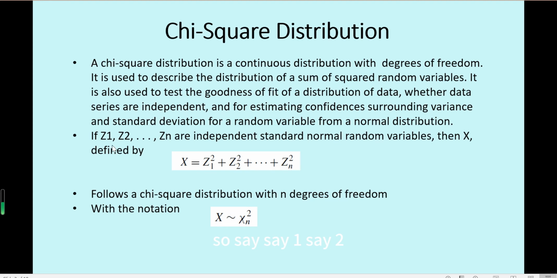Say Z1, Z2, ..., Zn are independent standard normal random variables. So they have mean 0 and standard deviation 1. So the random variable X, which is the sum of the squares of those standard normal random variables, will follow a chi-square distribution with n degrees of freedom. So we use the notation chi-square distribution here.